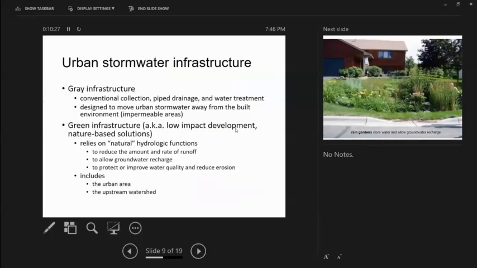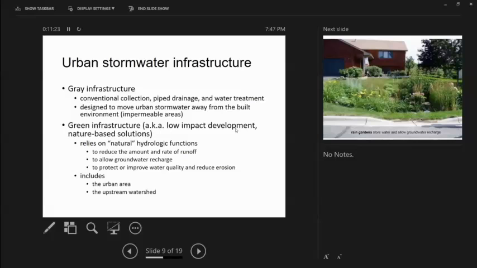So Dave showed some pictures of what I think could be referred to as gray infrastructure. So now I'm talking about infrastructure for handling stormwater in urban areas. And so we would call this maybe conventional practices, where we collect the water in detention ponds if needed. We have pipe drainage. And then if necessary, that stormwater may need to be treated before it's discharged into a river, lake, or other surface water body. So generally speaking then, gray infrastructure is designed to move the water away as fast as possible from the built environment. Built environment really means mostly impermeable area. So having more impermeable area means that the water is going to be moving faster off the landscape, and conventional stormwater systems are built to get that water out of the urban landscape as quickly as possible.